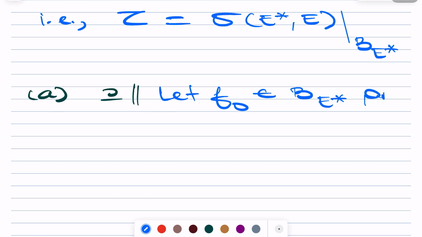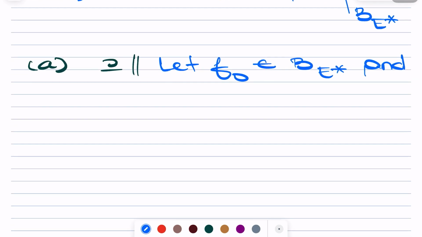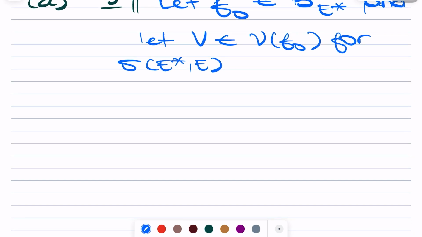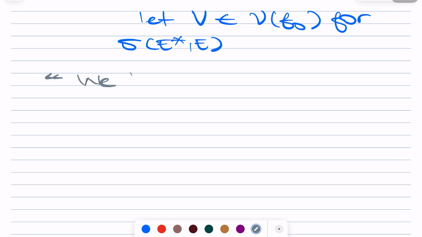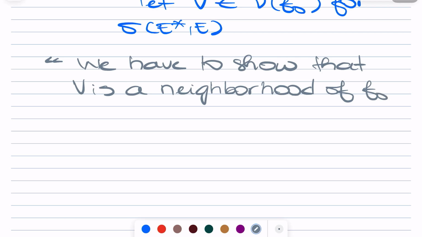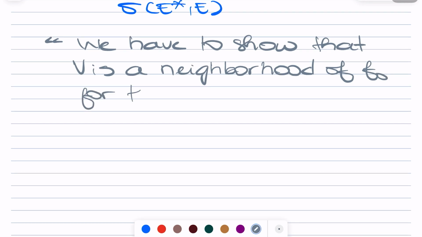and let V be a neighborhood of F0 for the weak star topology, sigma E star E. So you have to show, let me write it, I think it's better, that V is a neighborhood of F0 for the topology tau.